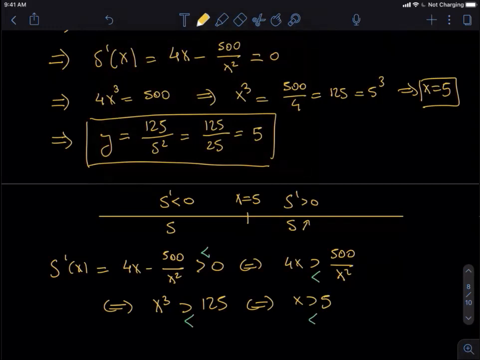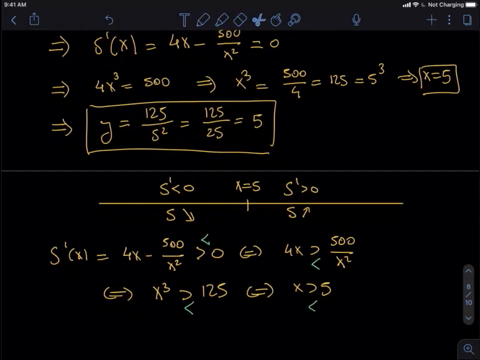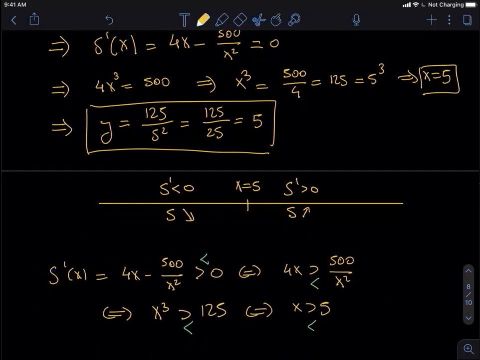And then here what we get is that s is decreasing. So we have decreasing before, increasing after. That means x equal 5 is the local minimum. Okay, so that's it. We have that a cube actually minimizes the surface area when you want a box with these characteristics, like fixing the volume to be 125 and having a square base.